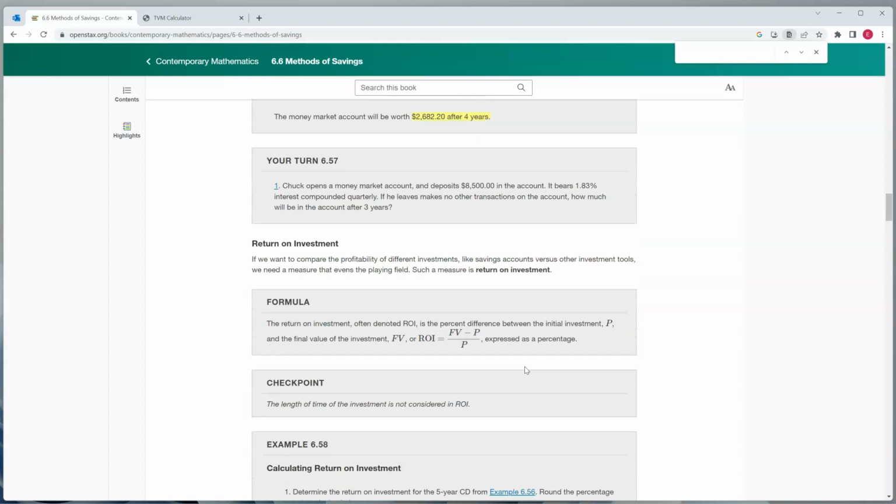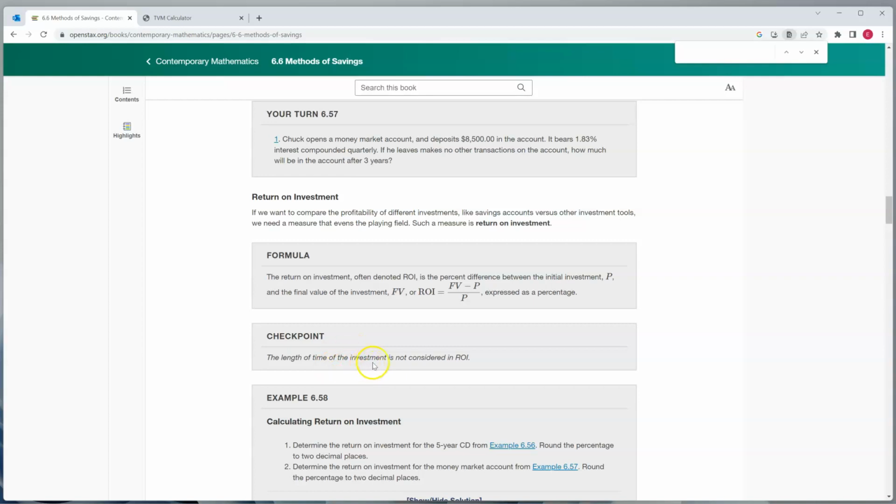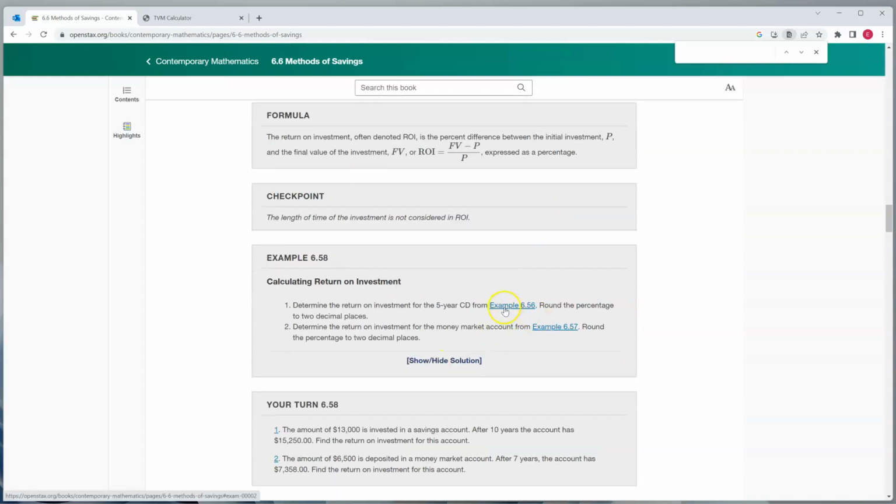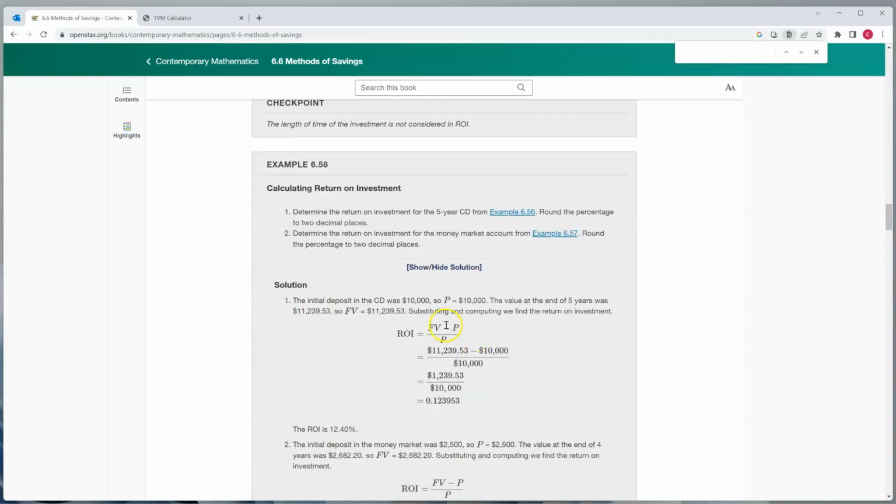So, kind of in that regard. The length of time of the investment is not considered in ROI. So you can look at these examples of ROI. You just take the future value minus the present value and divide it by the present value. So we're talking about a 12.39%, or 12.4%, or 12% return on investment. That's not that bad. That means you got a 12% increase basically in what you were doing.